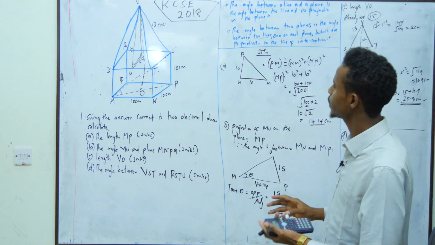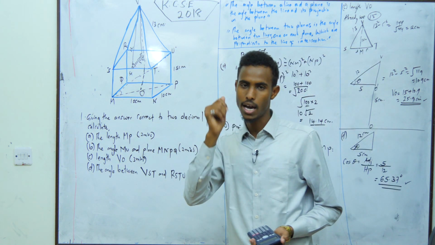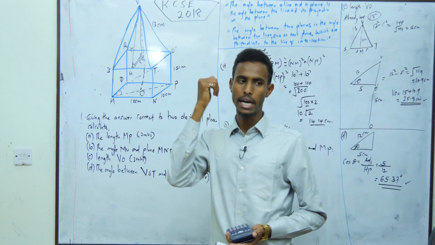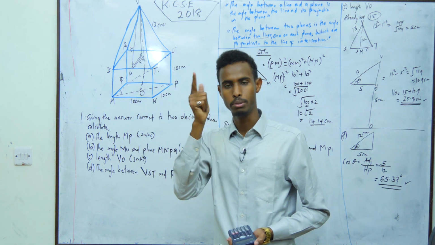And the basic thing is, how do we find the angle between a line and a plane, and how do we find the angle between two planes.